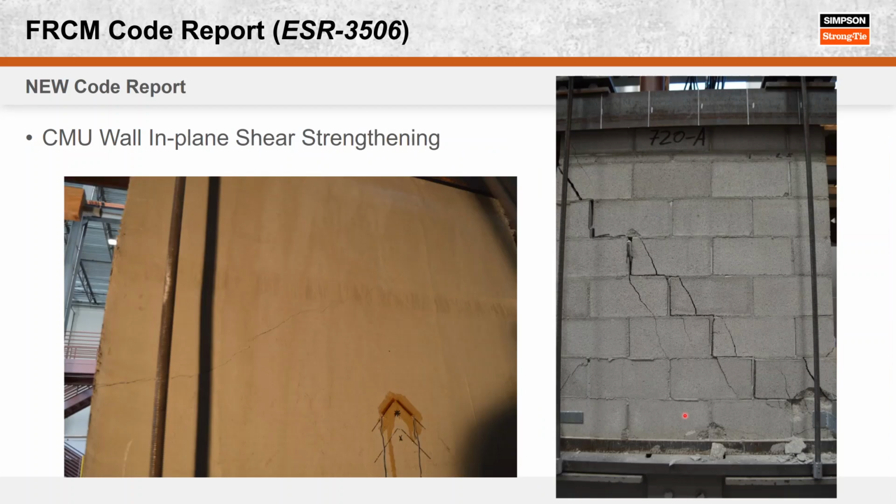We also did CMU wall in-plane shear strengthening. Now this was unreinforced and ungrouted CMU, so no rebar, no grout. You can see a very small diagonal crack here on the back side, so we only strengthened on one side of the wall, and this is the stair step crack that happens on the front of the wall. I can't remember if this is a control unstrengthened specimen or a strengthened specimen, and then we have strain gauges here.